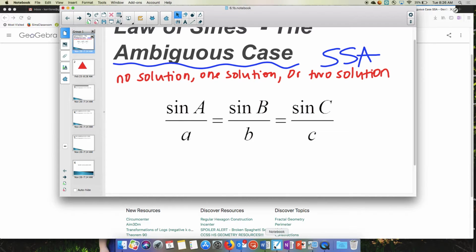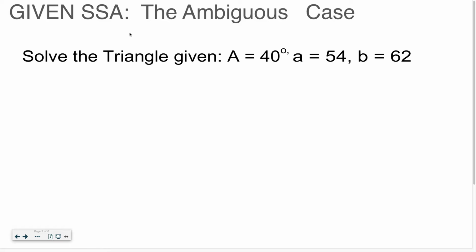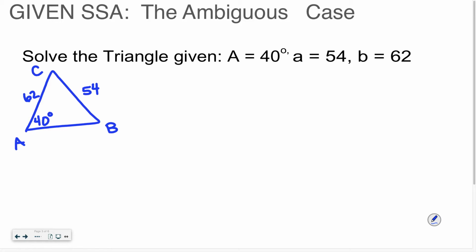Okay. So what I'll ask is that you go ahead and write down this given information, and we're going to solve this triangle. So we know that A is 40 degrees, side A is 54, and side B is 62. So we can see that we have two sides and an angle that is not in between those two sides. So we have our side-side angle case. Not only does that tell us that we need to use the law of sines, but it also tells us that it's our ambiguous case.